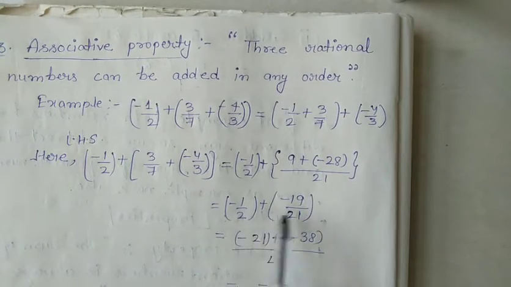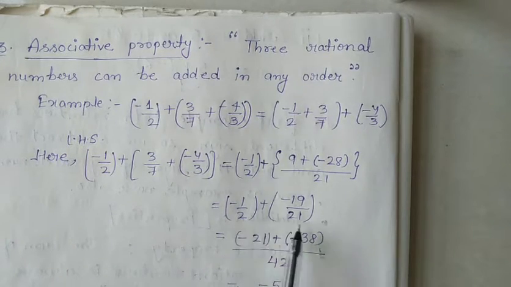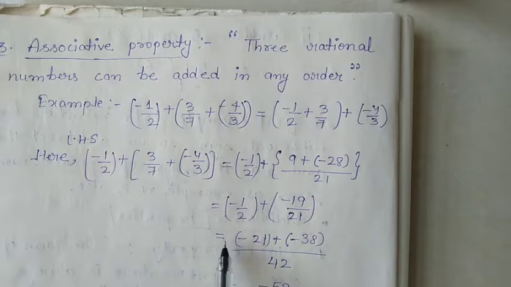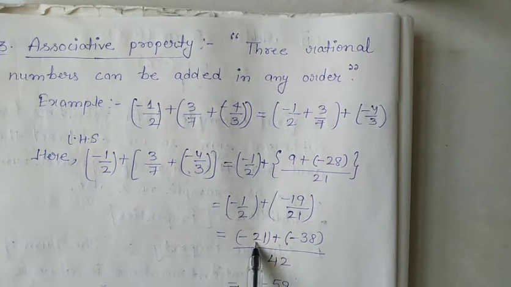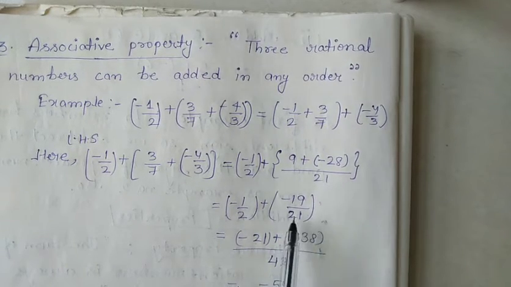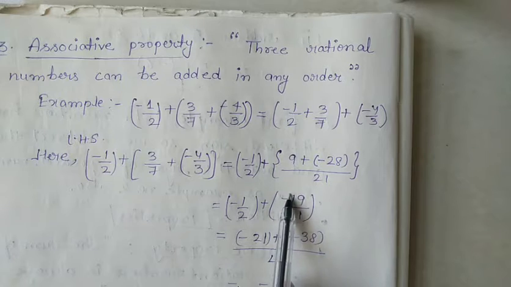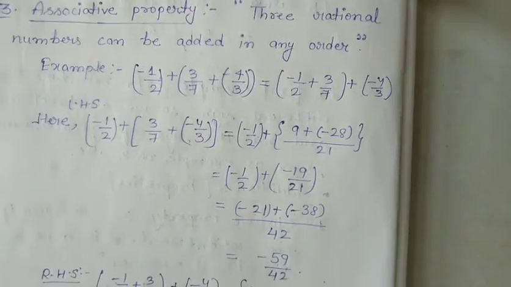And now we add these two numbers using the same method, taking the LCM of 2 and 21, that is 42. 42 divided by 2 is 21, and 21 multiplied by 1 is minus 21, plus 42 divided by 21 is 2, and 2 multiplied by minus 19 is minus 38. These numbers have the same sign, so we add them, that is minus 59 by 42.